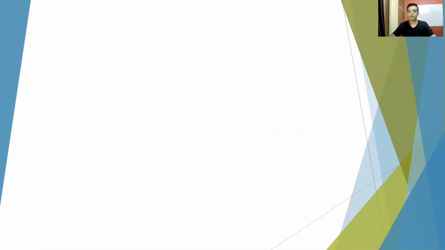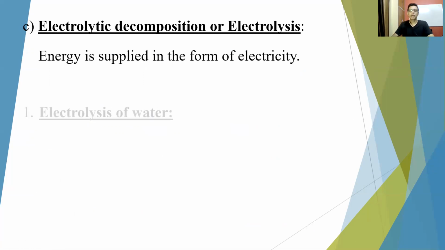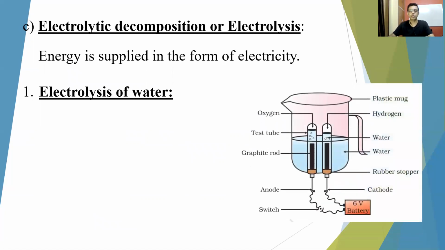Then the third type of decomposition that we'll discuss is electrolytic decomposition or electrolysis. So when you talk about electrolytic decomposition, this is a reaction where a compound is decomposed, but the energy is supplied in the form of electricity. So electric current is used to break a compound. So for example, electrolysis of water. So let us discuss this picture which is taken from your textbook. Now, when water is electrolyzed, we take a cathode which is made up of graphite rod.